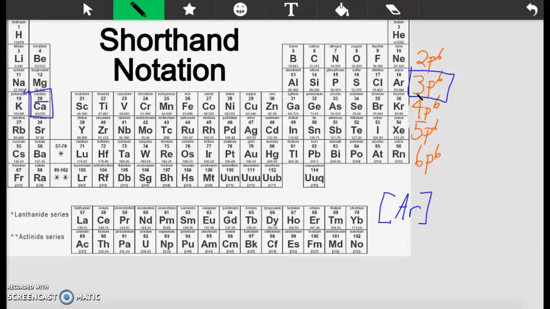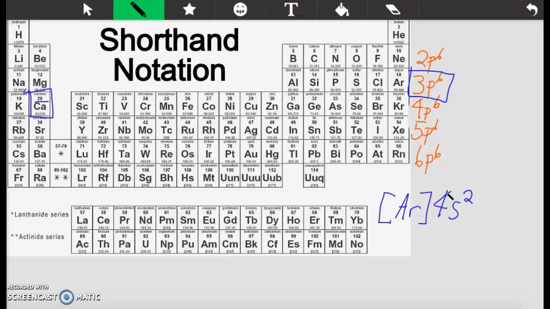Now on your diagonal rule, not your periodic table, the faster way to do this is find your 3p energy level, and then look for what comes after that. After 3p is 4s. 4 and then s block. And then how many positions into the s block are we? 1, 2. So the shorthand notation for calcium would be argon 4s2.